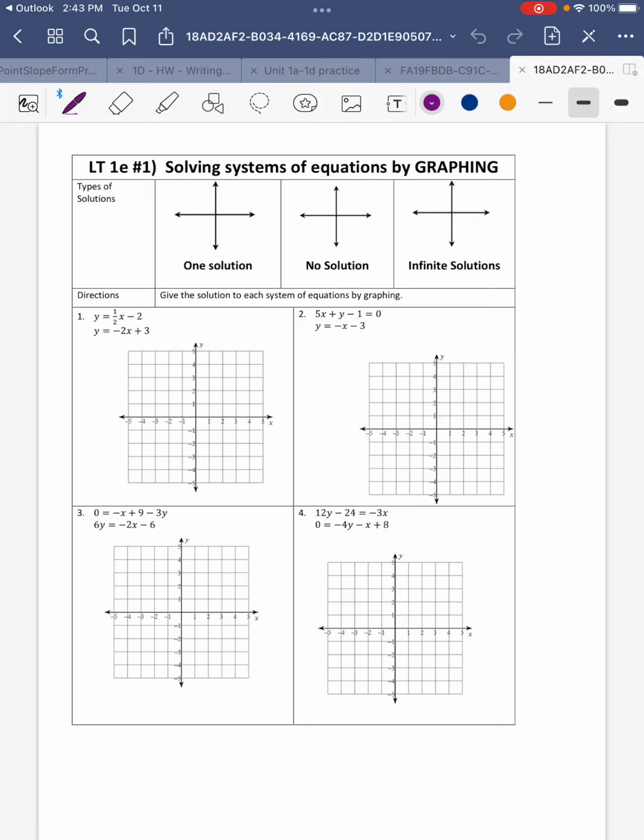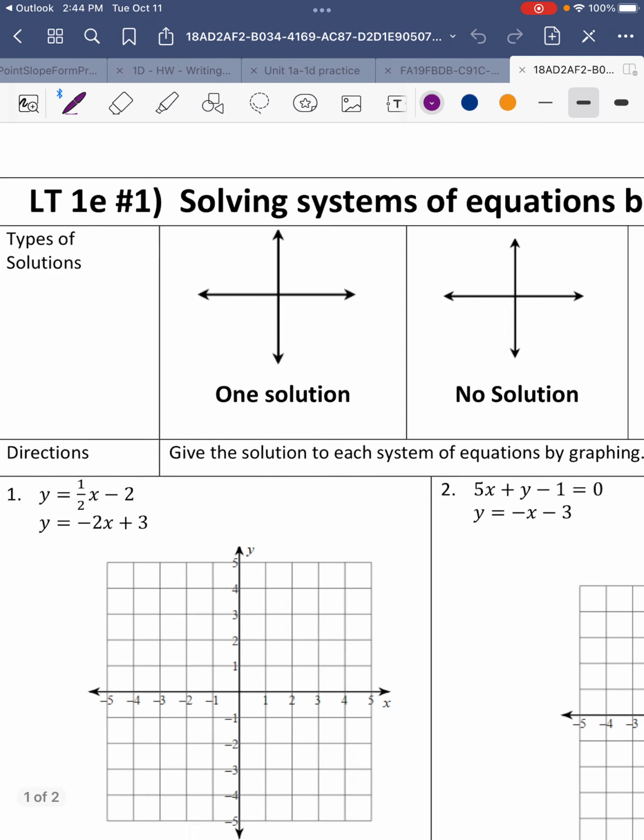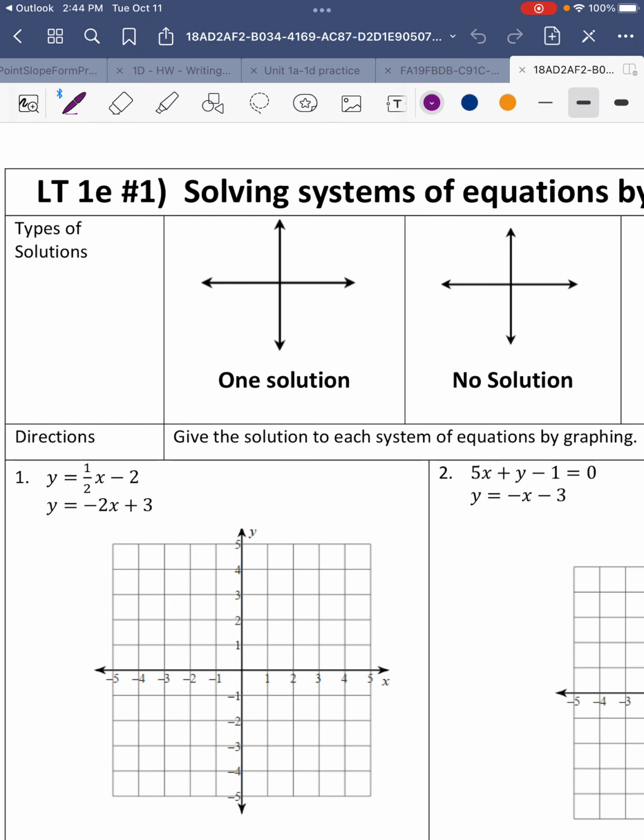Actually, these are the start of the 1E notes. So this is solving systems of equations by graphing. Let's start out with some notes, some visuals, what we're going to need. So, types of solutions. We have one solution.